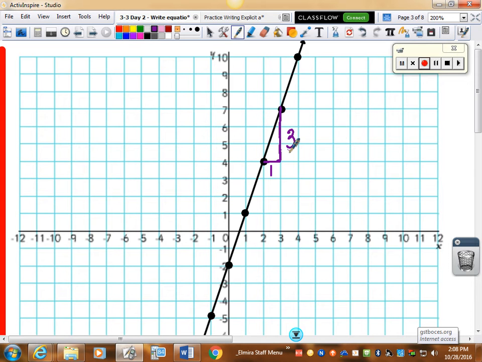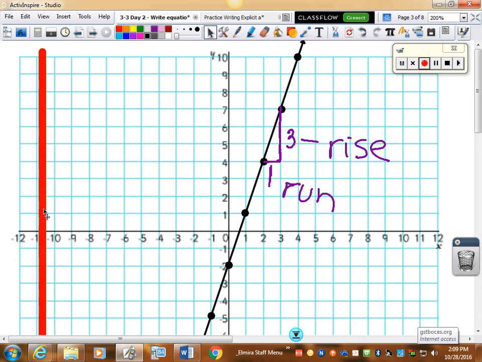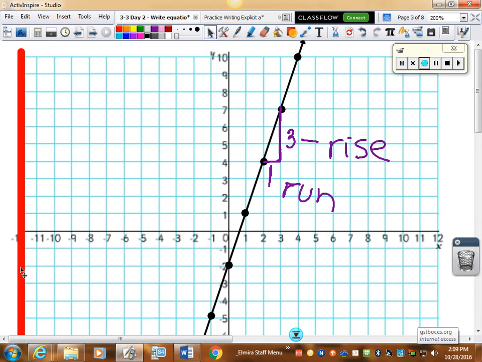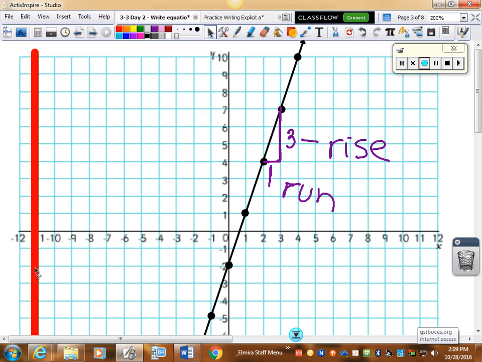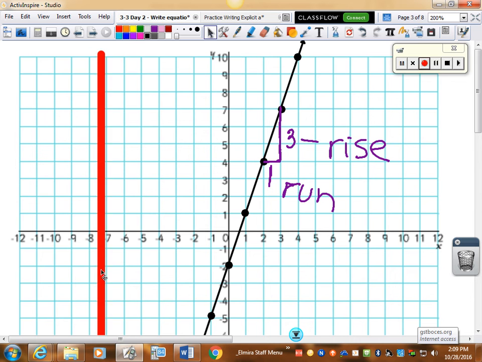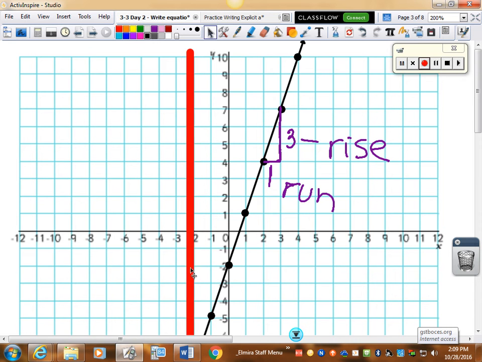Well, remember that m equals rise over run. 3 is my rise and 1 is my run. I also need to decide whether this is a positive 3 over 1 or a negative 3 over 1, which a lot of kids struggle with. So I'm going to give you a little strategy. You can take your pen or your pencil and drag it right across the graph, like I'm doing with this red line, until you hit the graph and then pause.